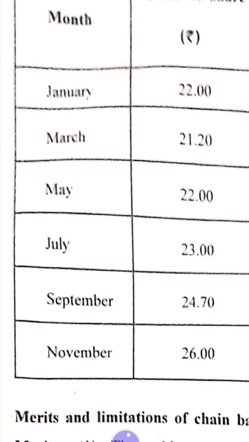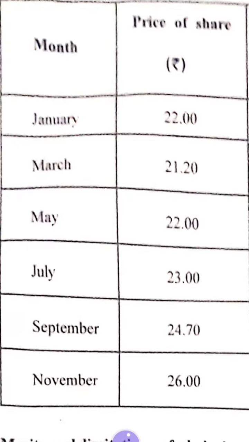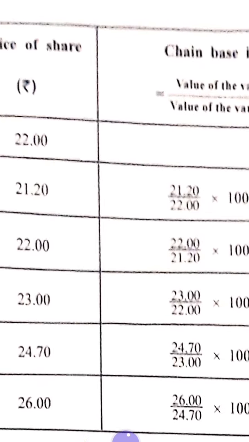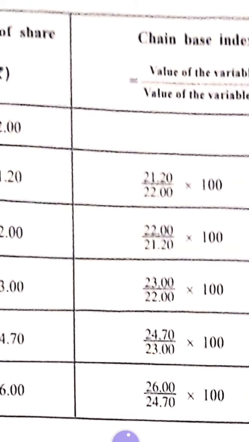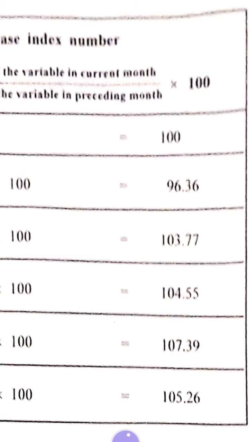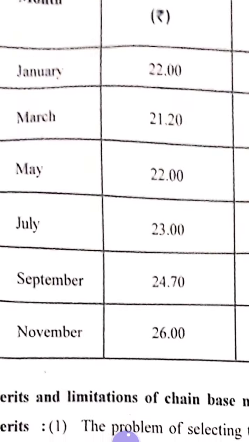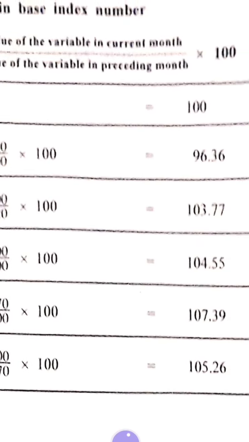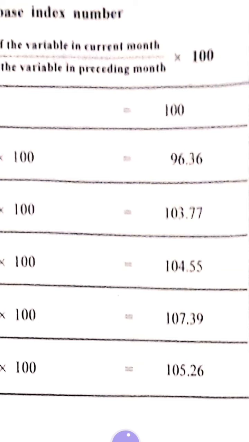Similarly, then go to May. In May, the price is 22, right? So 22 you are going to take in the numerator. Then the price you will take for the previous month, that is 21.20, that you are going to take into the base, that is 21.20, again multiplied by 100. The index number that you are getting is 103.77, right? Similarly, you are going to do it for July also, September also, and November also. So you would get all these index numbers by your chain based method.